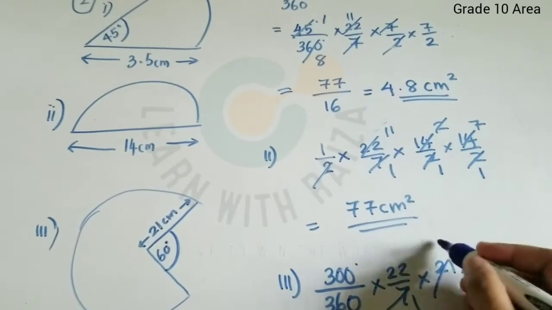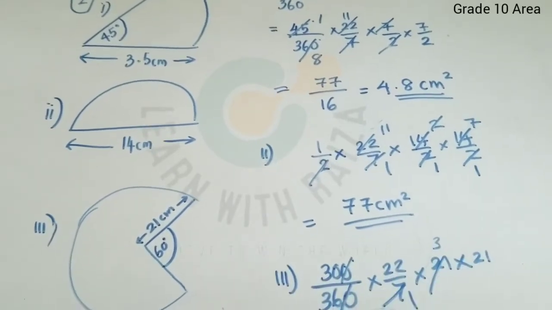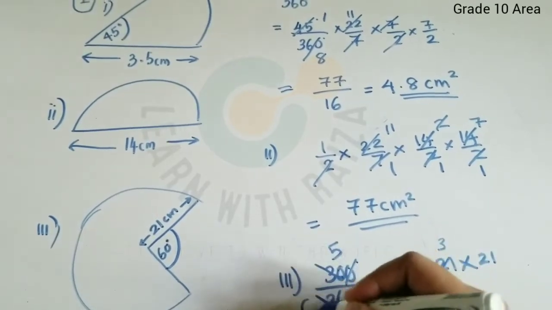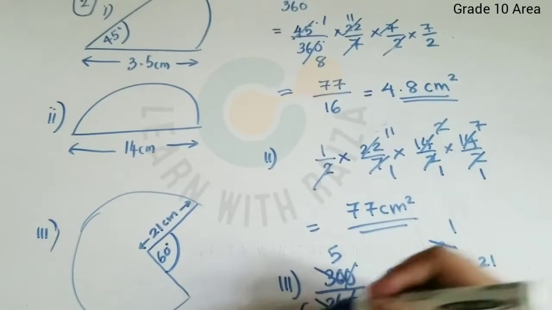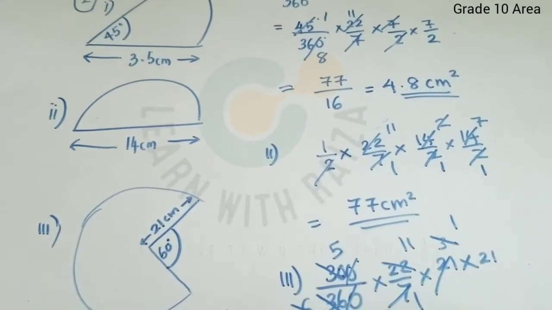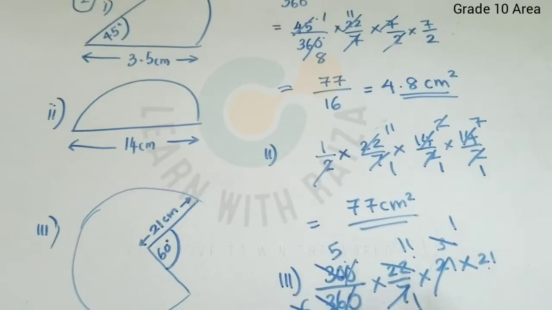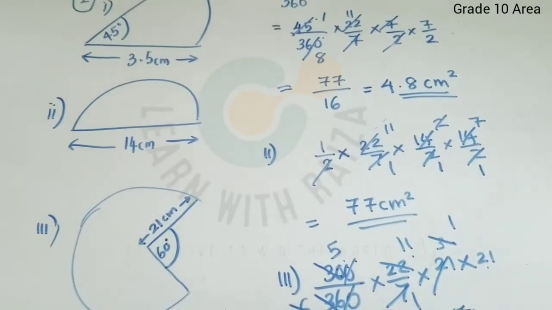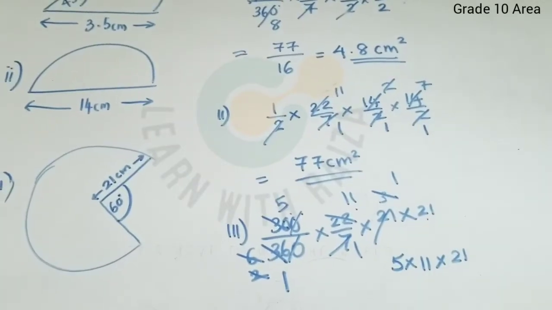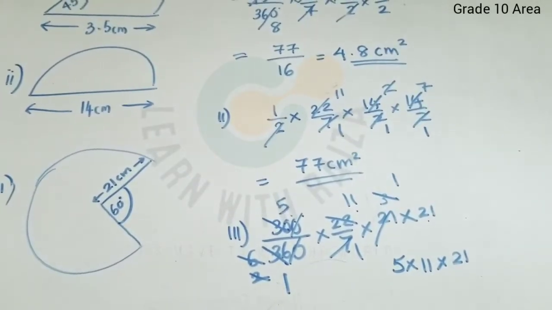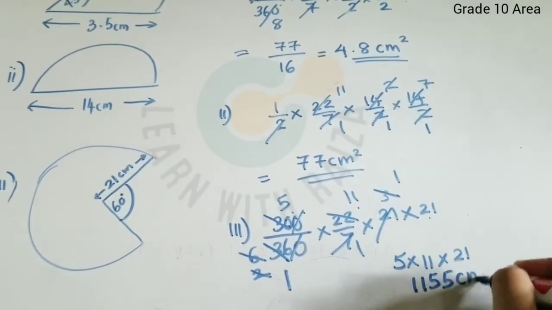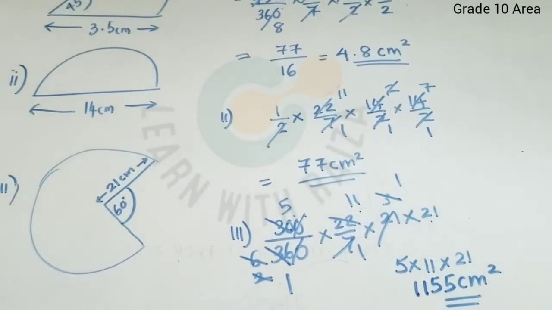7 times 1, 7 times 3. 0, 0 cancel here. Then here 30 and 36 means 6 times 5 and 6 times 6 can be taken. 3 times 1, 3 times 2 can be taken. 2 times 1, 2 times 11 can be taken. Now what is remaining? 5, 11 and 21. Right, so 5 into 11 into 21. So this should be multiplied. Okay, so that means 55 into 21, you are getting around 1155 square centimeters. This is the final answer for the area of the sector.